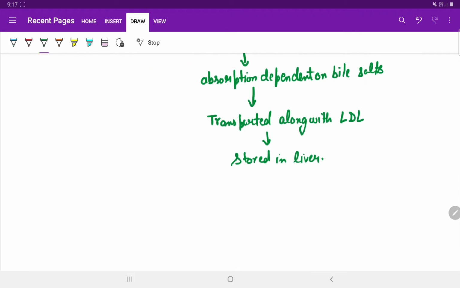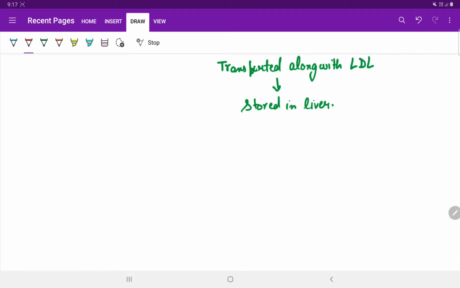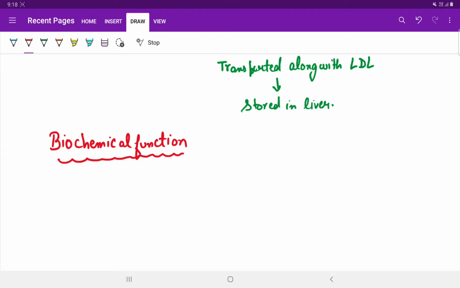Now the biochemical functions of vitamin K are concerned with the blood clotting process. So first of all, let us make it clear that its biochemical function is for the blood clotting process. It brings about the post-translational modification of certain blood clotting factors.